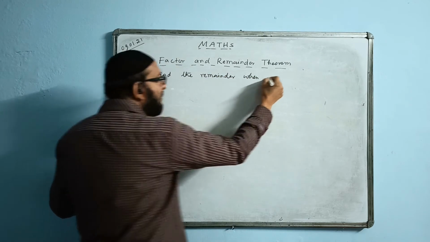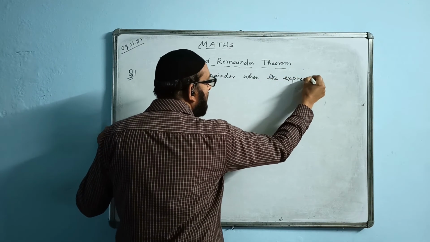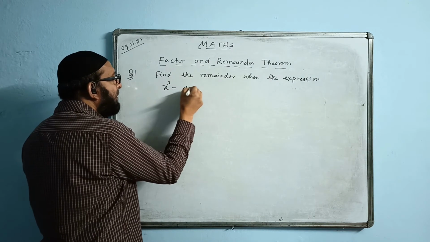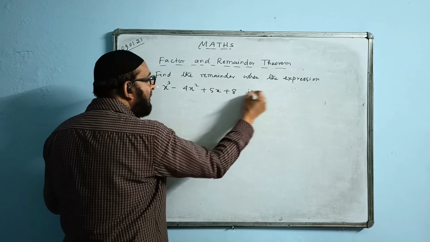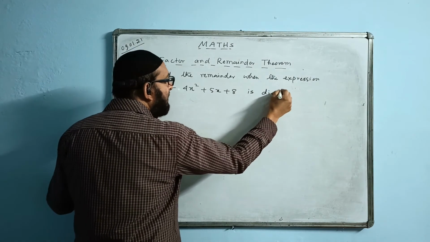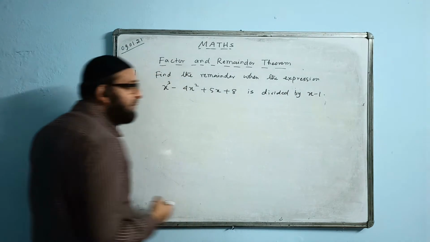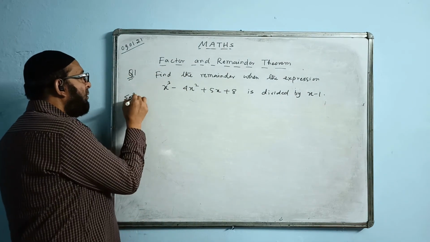when the expression x cube minus 4x square plus 5x plus 8 is divided by x minus 1. This is the question. Okay, now see the answer, the solution, how we can do it.